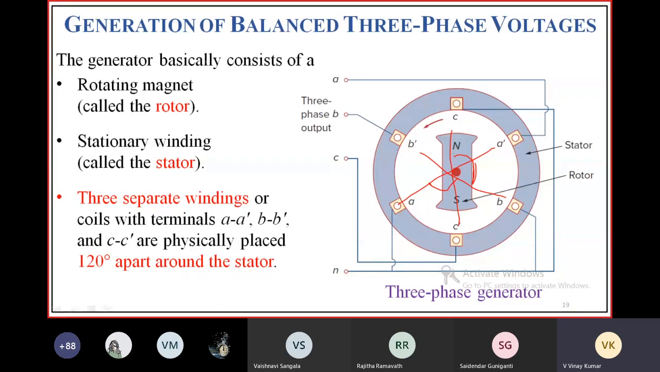So the generator basically consists of a rotating magnetic field. As we have discussed earlier, actually we have rotated the coil instead of the magnetic field, in order to provide time variation between the magnetic field and coil. You can also rotate the magnetic field.